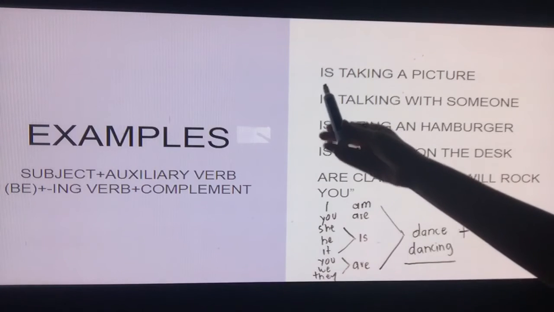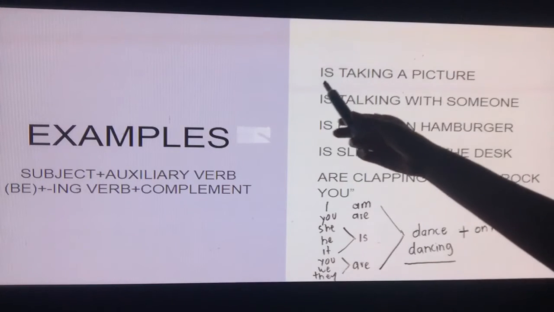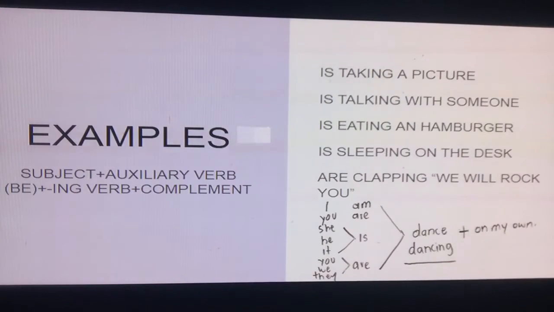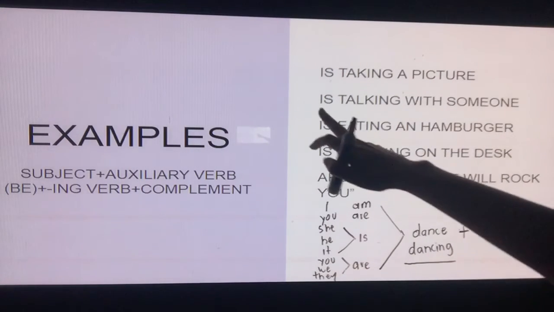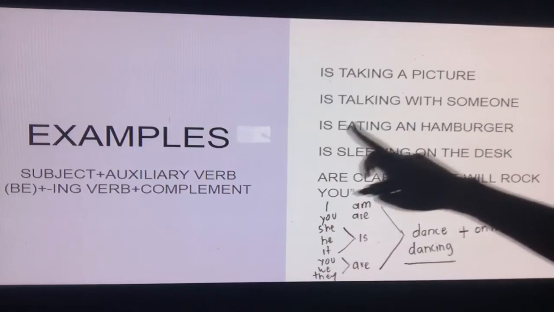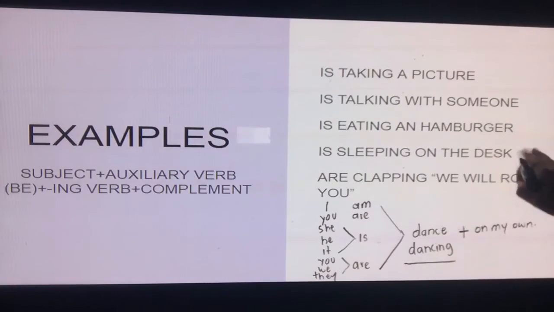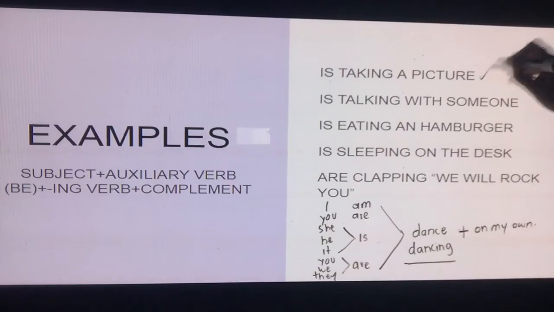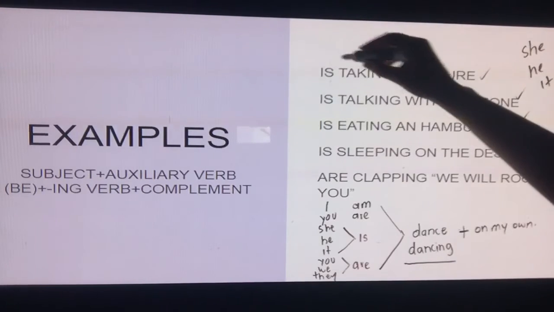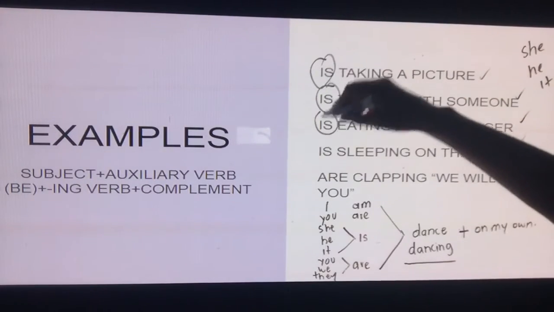As you can see here, I have is taking a picture. I'm using is because we're talking about somebody else, which is a third person. Same with this one, is talking with someone, is eating a hamburger, and is sleeping on the desk. So for this one, this one, this one, and this one, we are either using she, he, or it, because we're using the verb to be is.